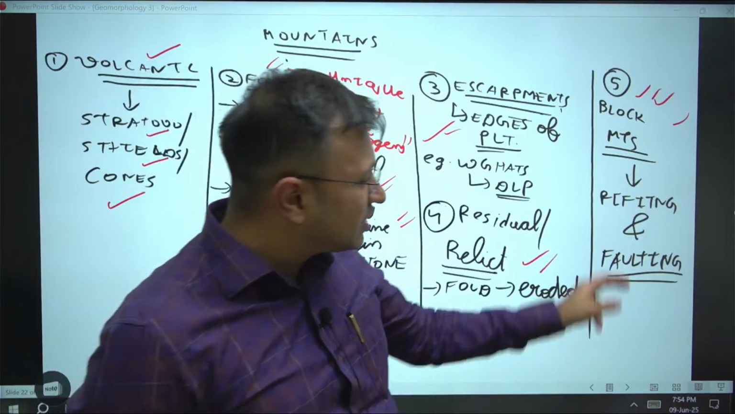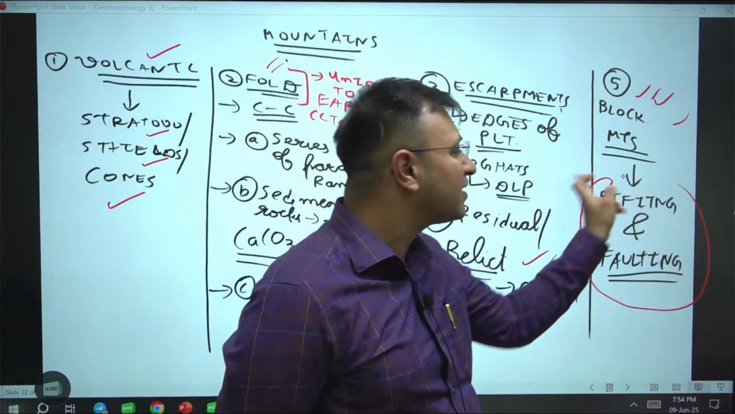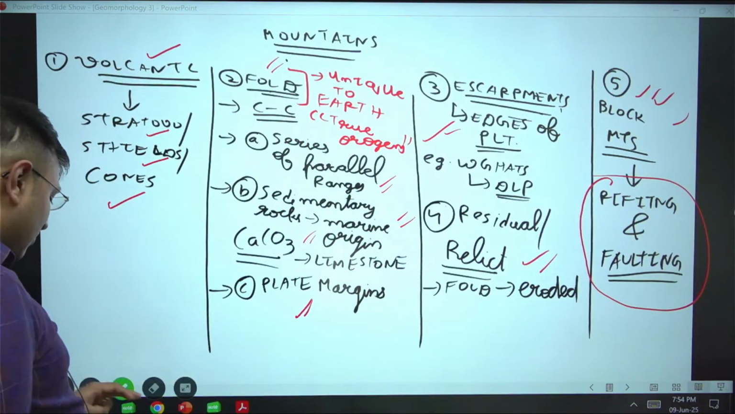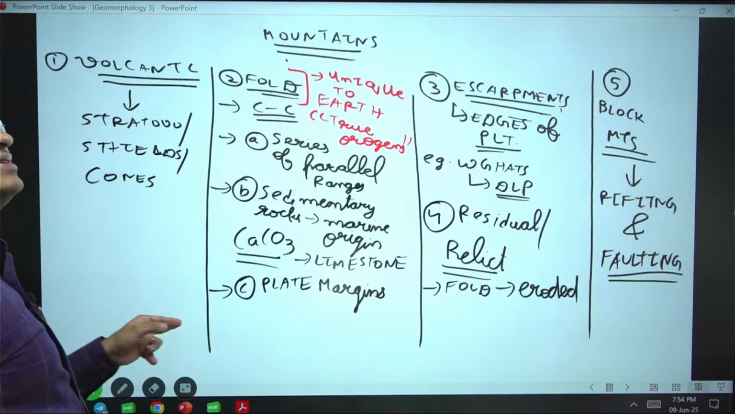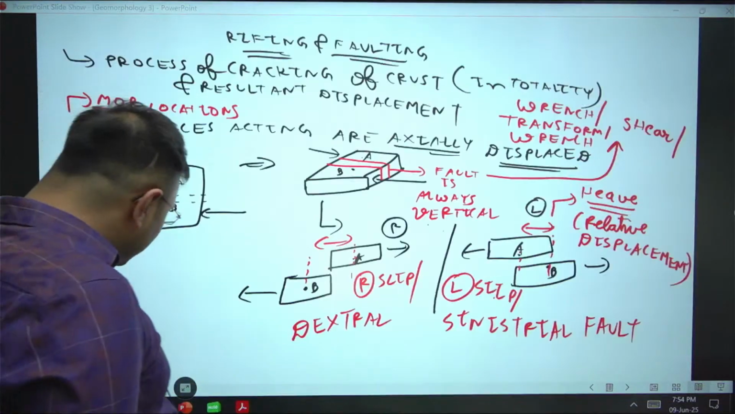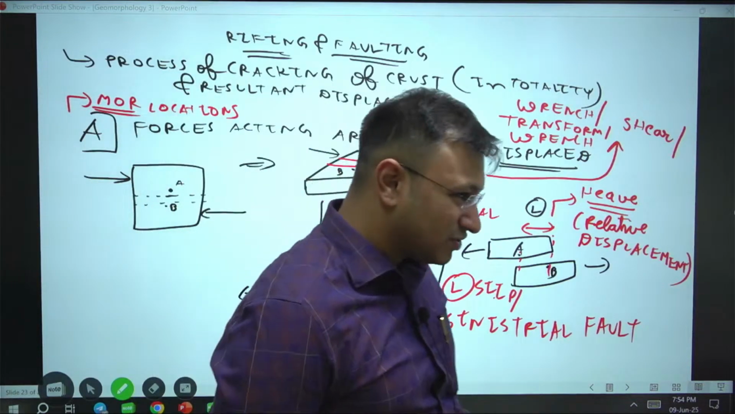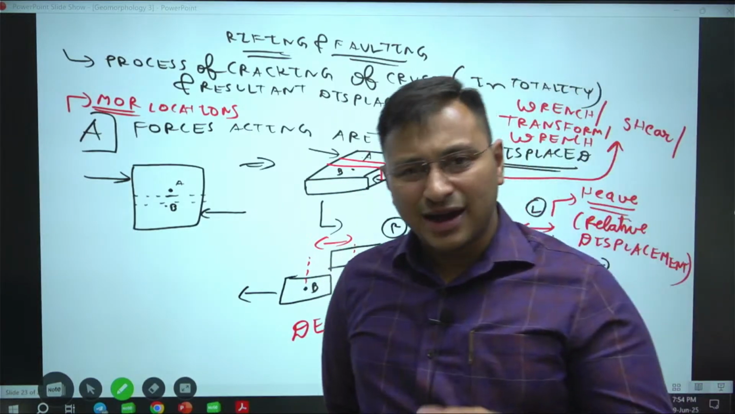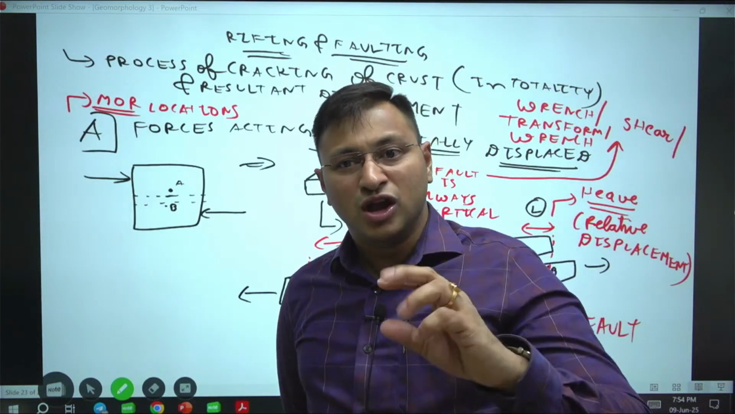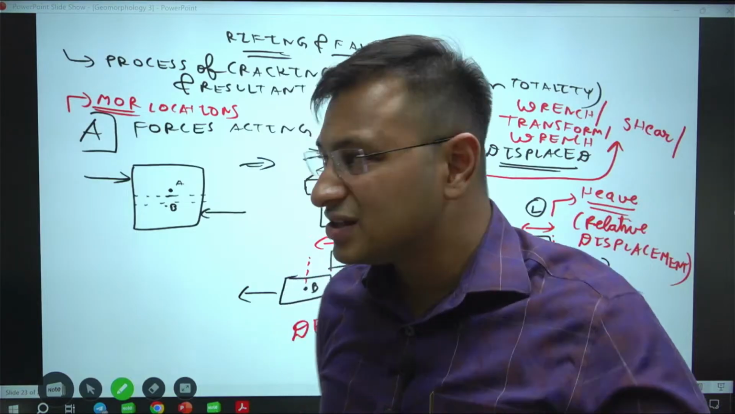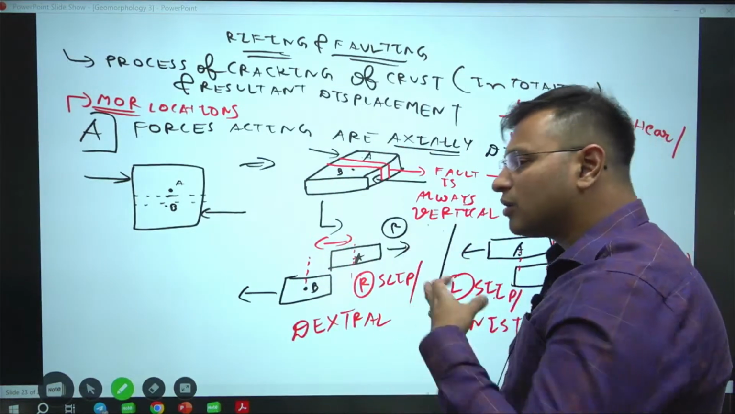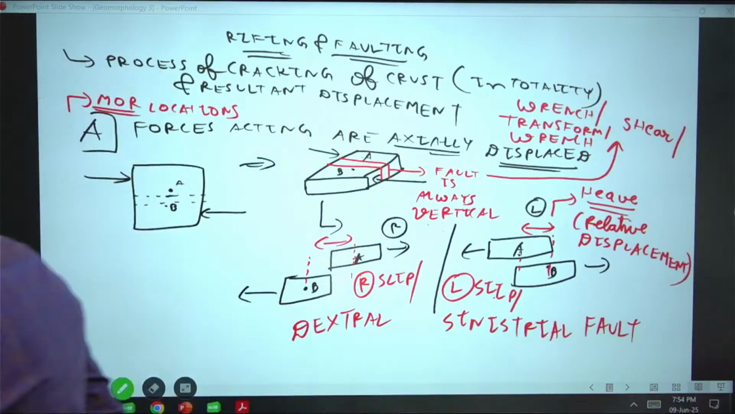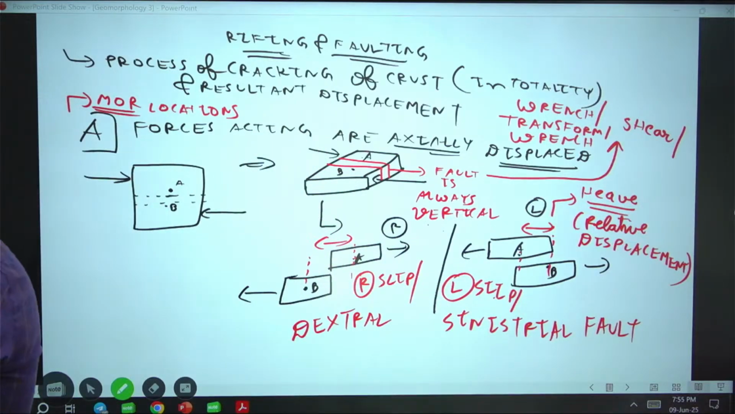Why? Because they are the consequence of rifting and faulting. So everybody try to understand this process of rifting and faulting, because I am guessing that this year this can be the question which can be framed in mains. And remember, the diagrams are very important. So after this lecture, I will urge each and every one of you to revisit this lecture, pause the lecture and try to incorporate these diagrams in your notes, because then you will be able to understand this process even better.